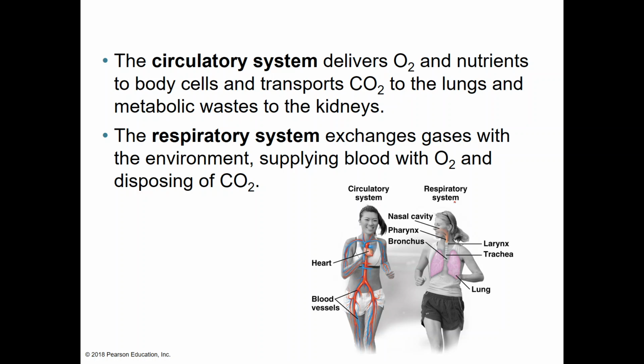So the circulatory system is exchanging gases throughout the organism, whereas the respiratory system is exchanging gases into and out of the environment. So this is how our blood is supplied with that oxygen and how the blood is able to eventually dispose of carbon dioxide.